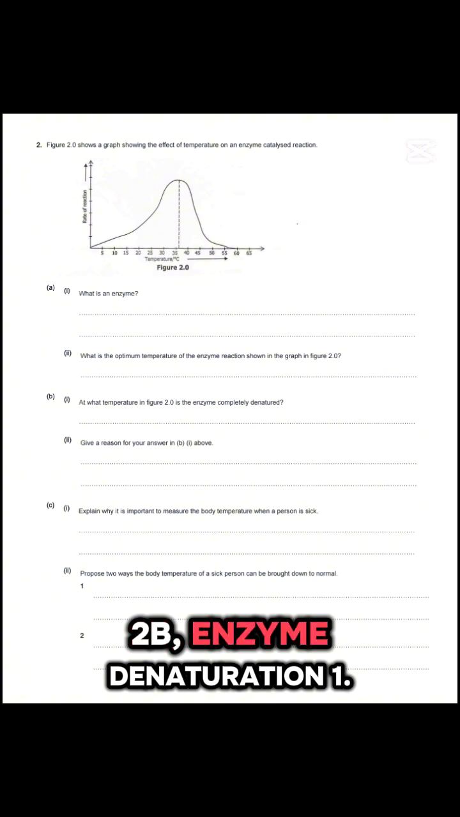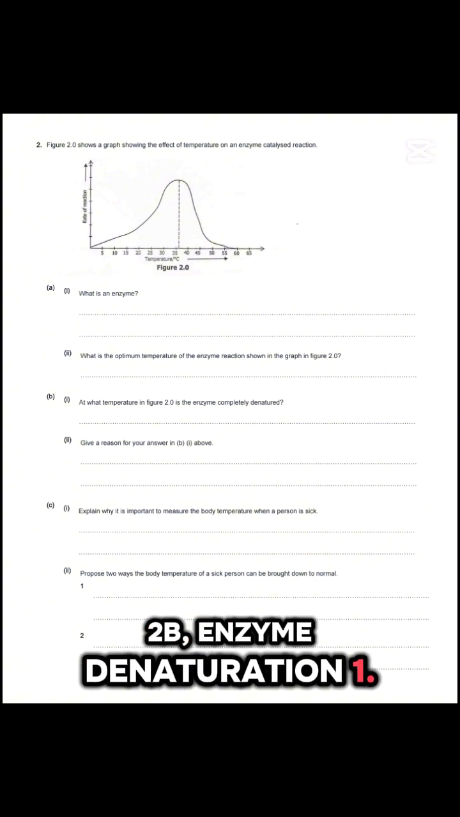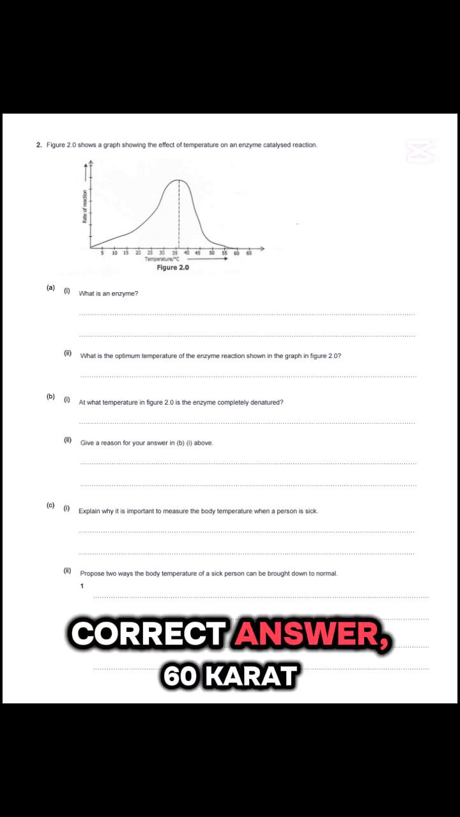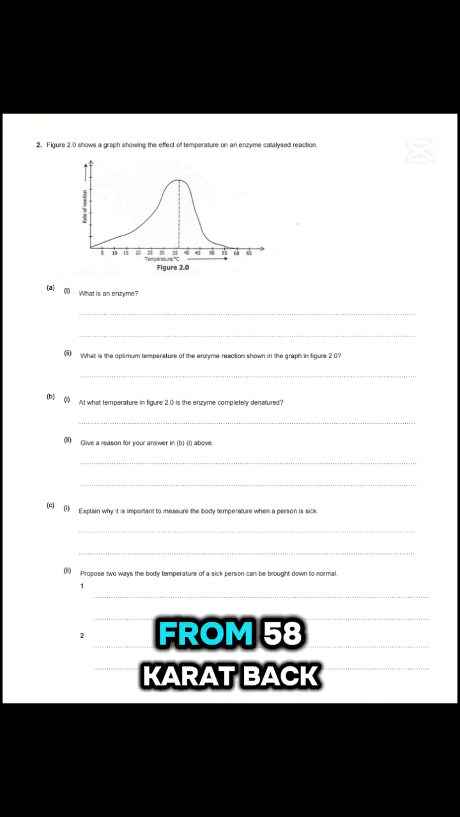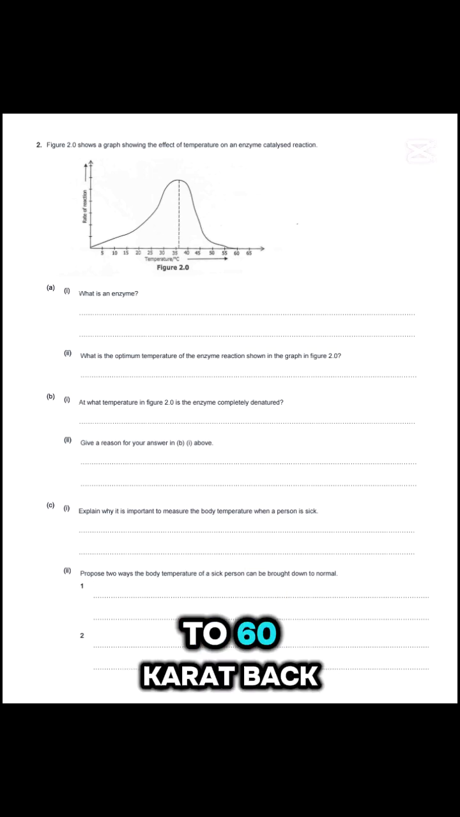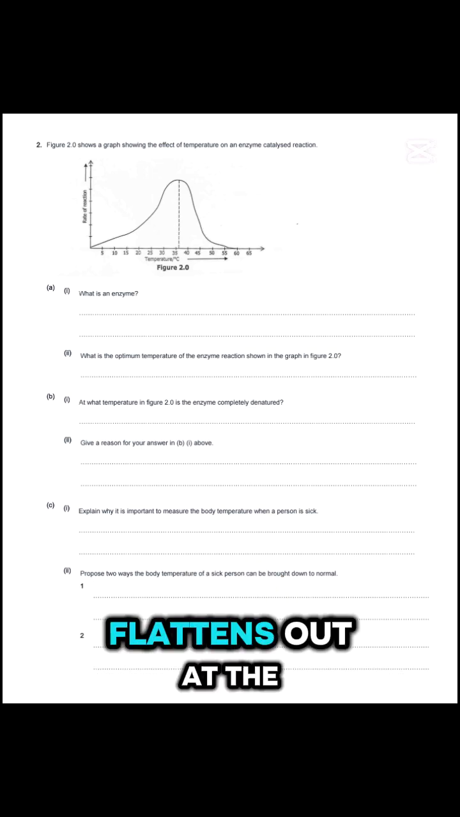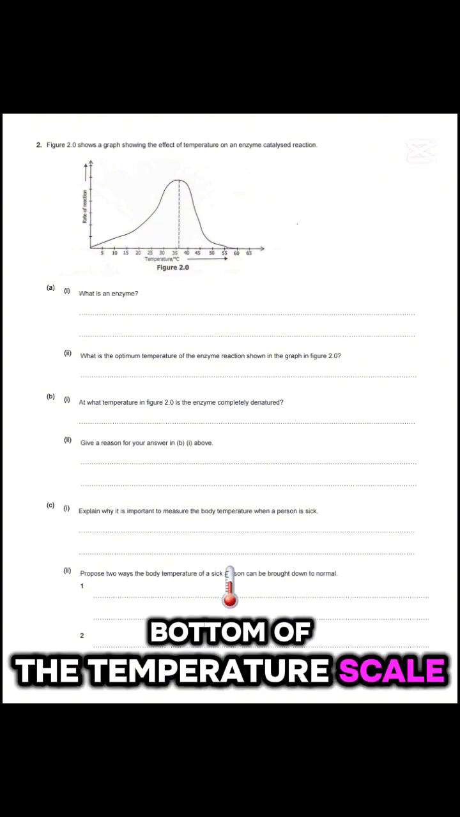2b. Enzyme denaturation. 1. At what temperature in Figure 2.0 is the enzyme completely denatured? Correct answer: 60°C. Acceptable answers: any value from 58°C to 60°C, where the curve completely flattens out at the bottom of the temperature scale.